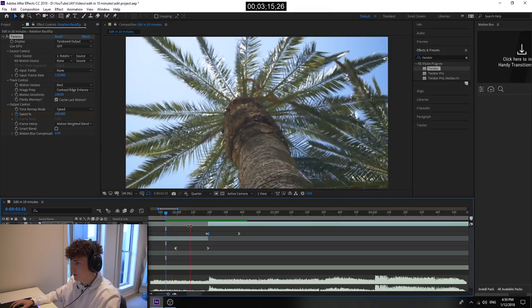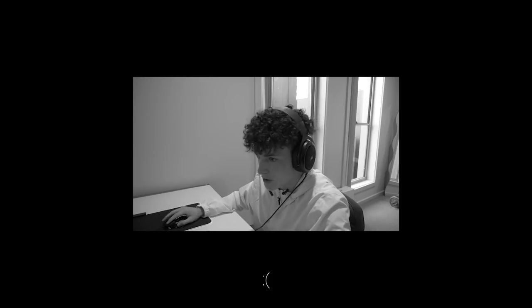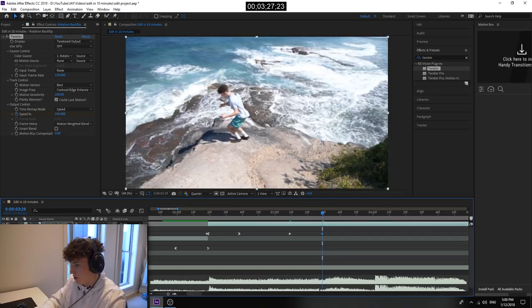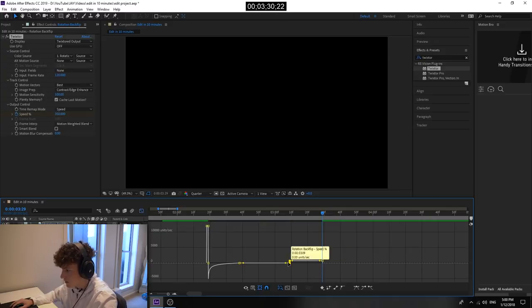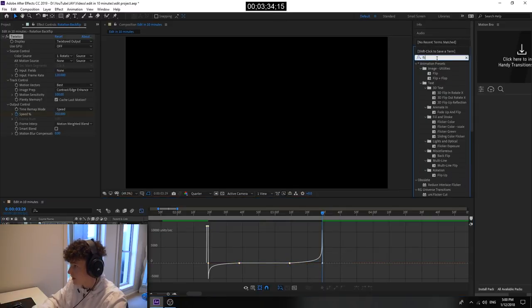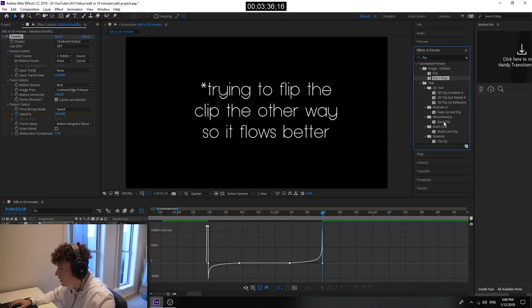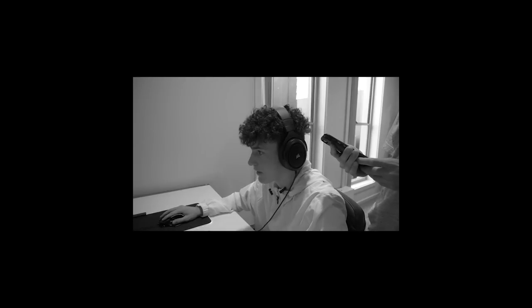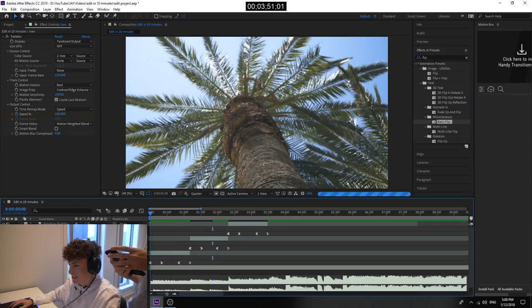Did that work? No, it didn't work. Like, literally right now, I have no idea what this effect is called. I'm gonna have to try and figure it out. Flip. How long do I have? How long do I have? I don't know what it's called, I'm just gonna leave it.